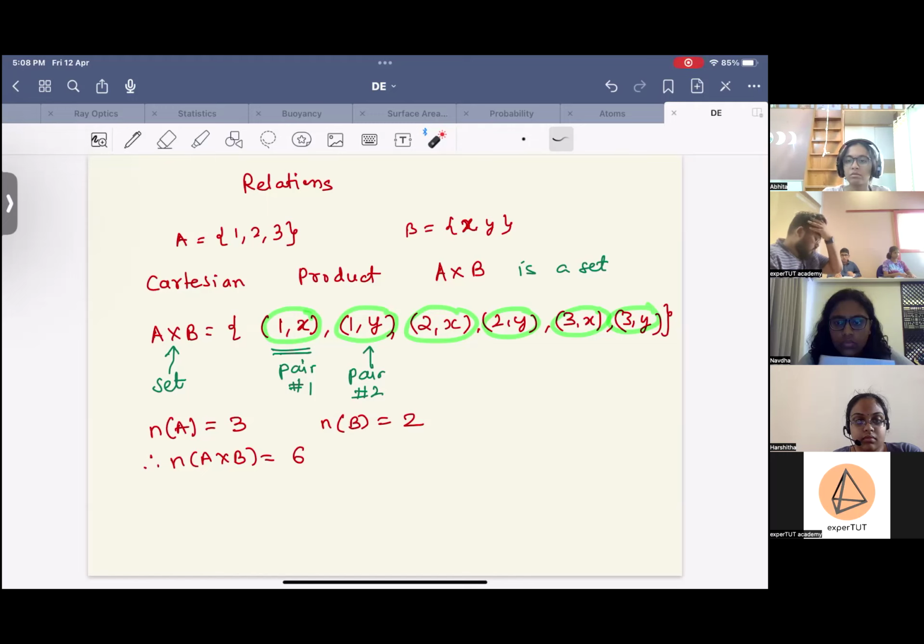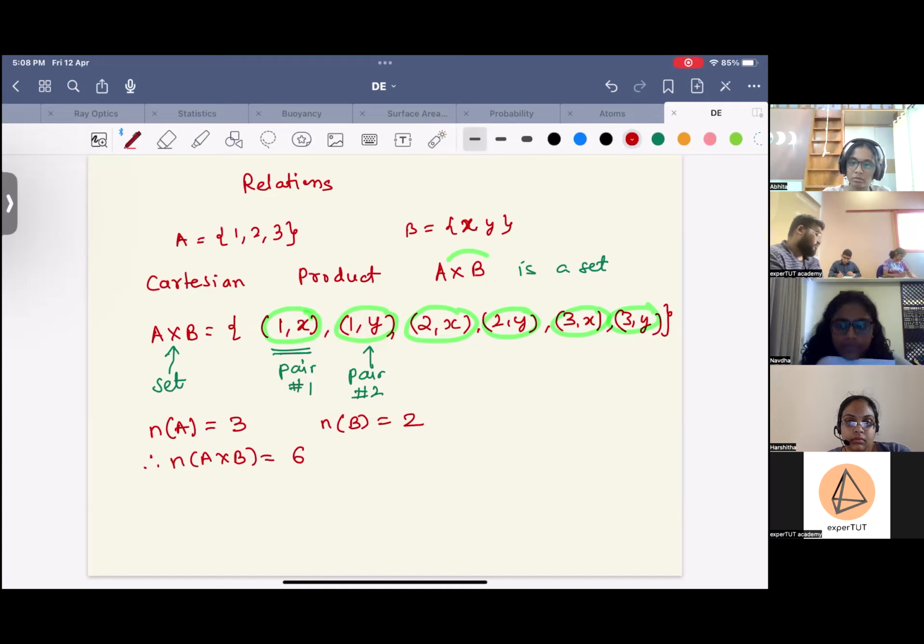Okay. So N of A cross B is 6. Also understand that because it is A cross B, the first is A and the next is B. So every pair, the first element is of A and the second element is from B. I want you to write B cross A on your own. Write B cross A on your own.